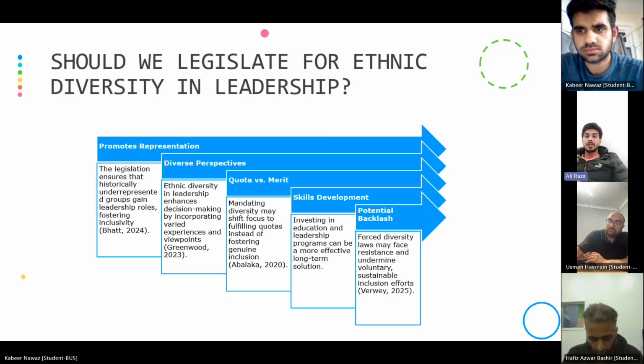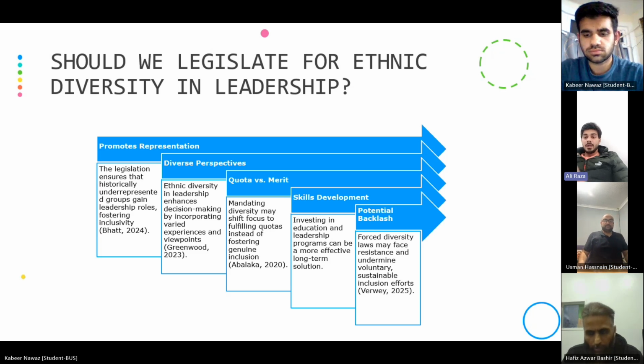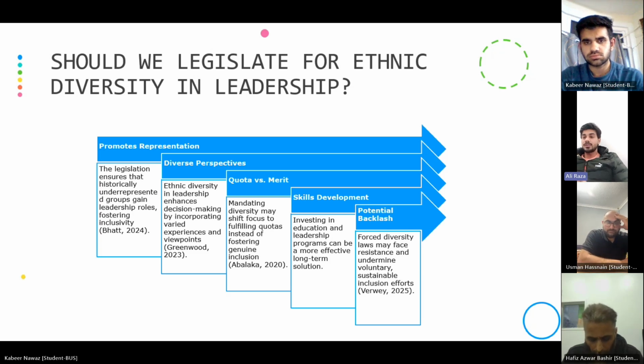This fosters greater inclusivity and helps break long-standing structural barriers. Ethnic diversity also brings stronger decision making by bringing a wider range of experiences and perspectives to the table. Overall, the question of whether to legislate for ethnic diversity in leadership is about compliance and organizational change. And further, Kabir Nawaz will explain.